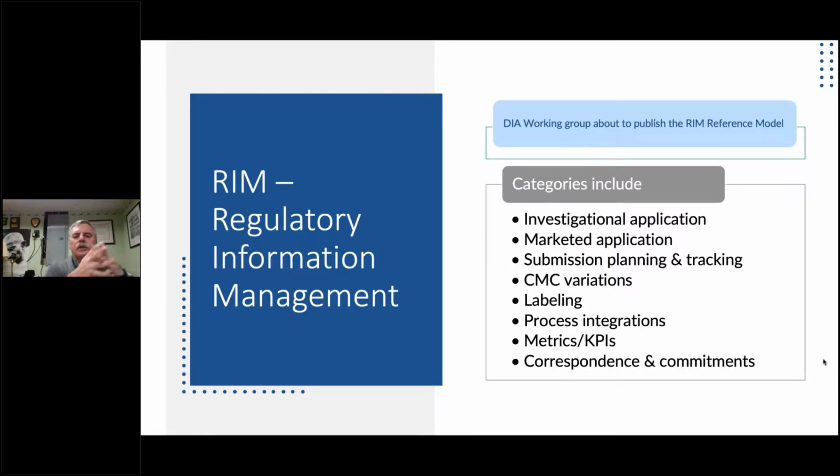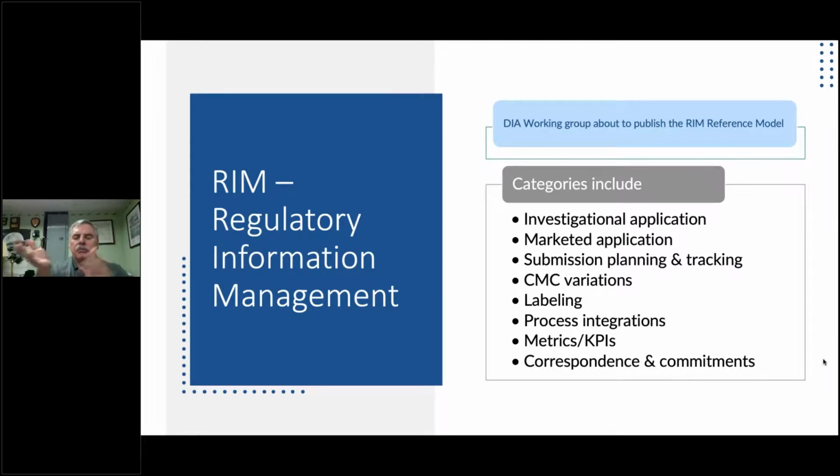When we start to pull all of these documents together and you're looking at everything, your regulatory information management system kind of pulls everything together, and there's lots of different categories, and you start to talk about the investigational applications, marketed applications, the differences between the two. When you're going to be doing submission planning and tracking, you have to identify these things, labeling, and actually at the next webinar or the next couple webinars, we're going to be talking a little bit about some of the labeling and some of the work that we're going to be doing there, specifically with DCL.